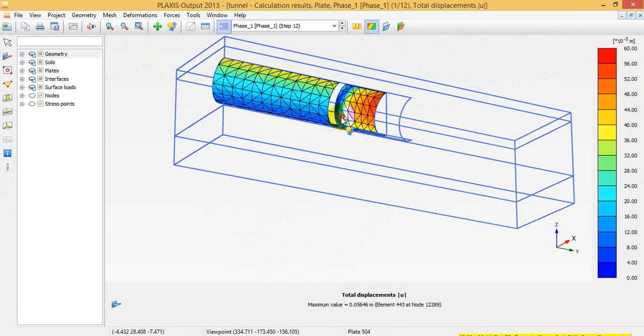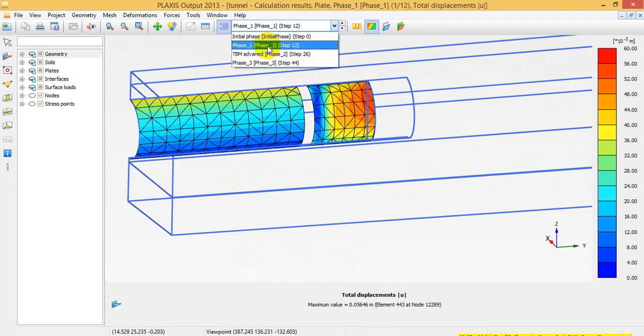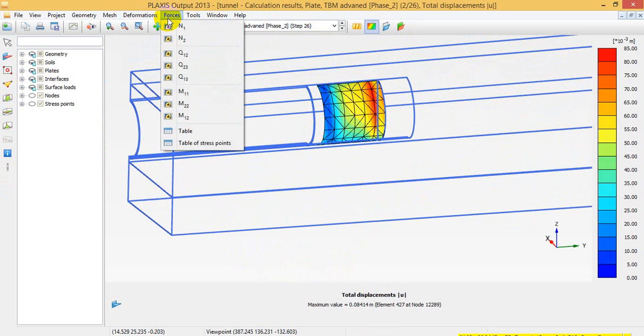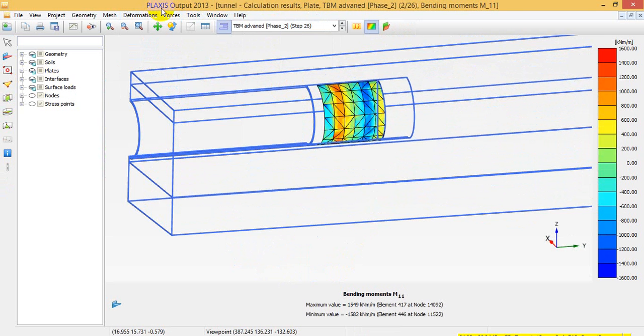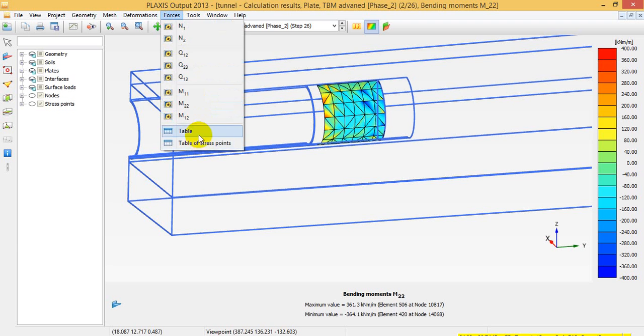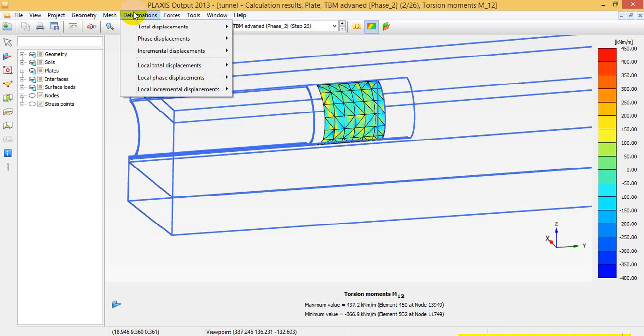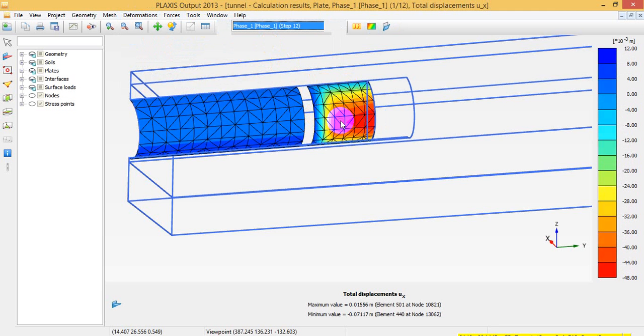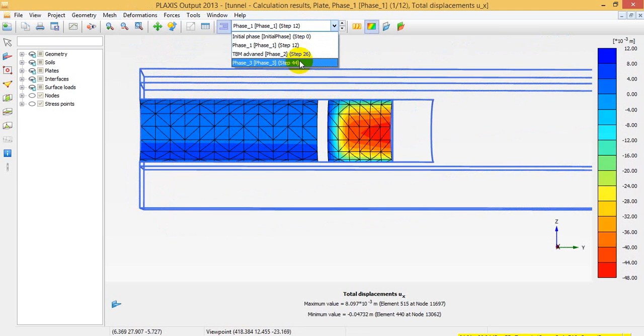Okay, so this is the plate. It's the stage of construction. Can you see what the bending moment effect is? What is the normal effect for your design? And also what is UX, the lateral deformation that happened here.